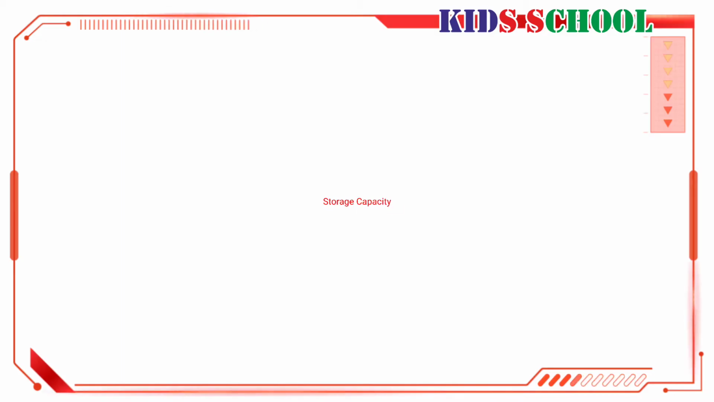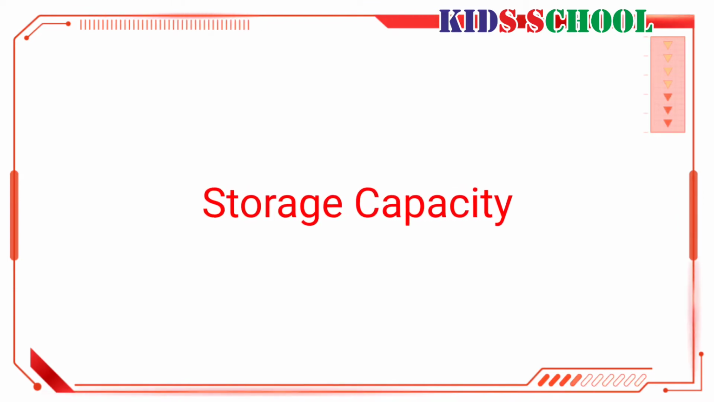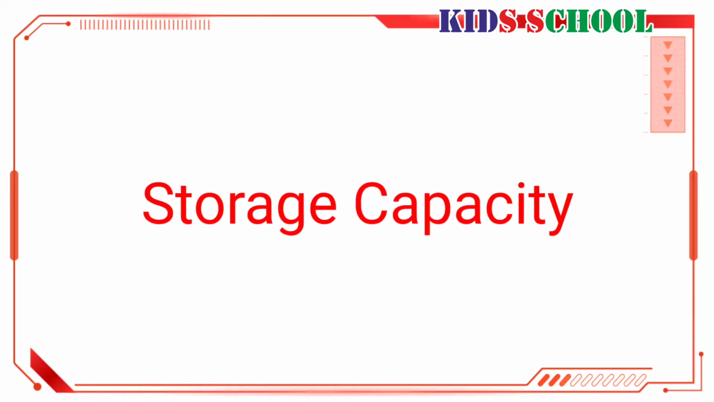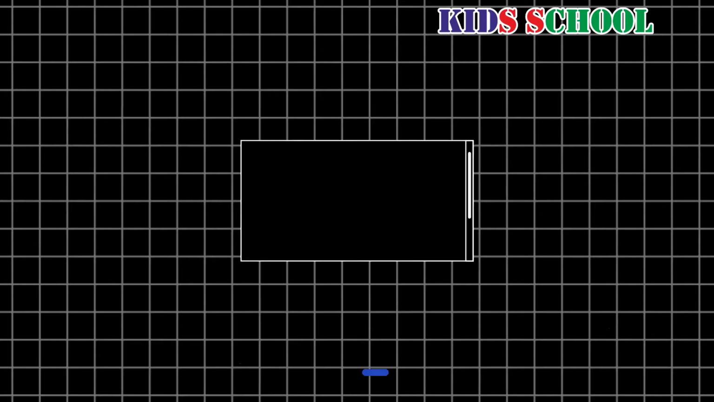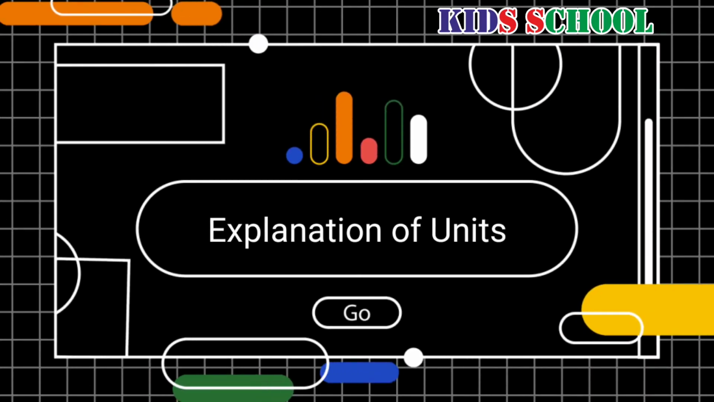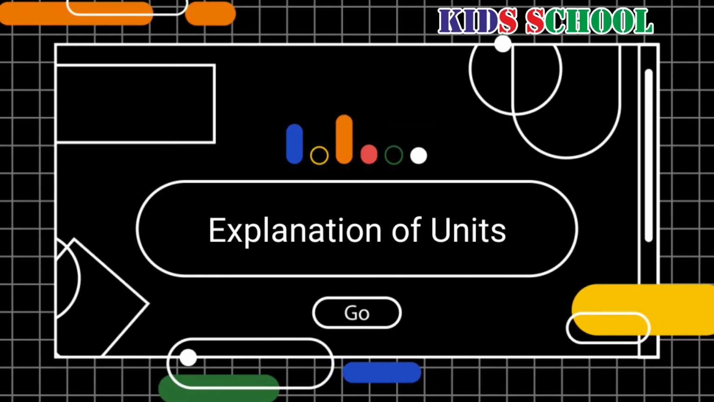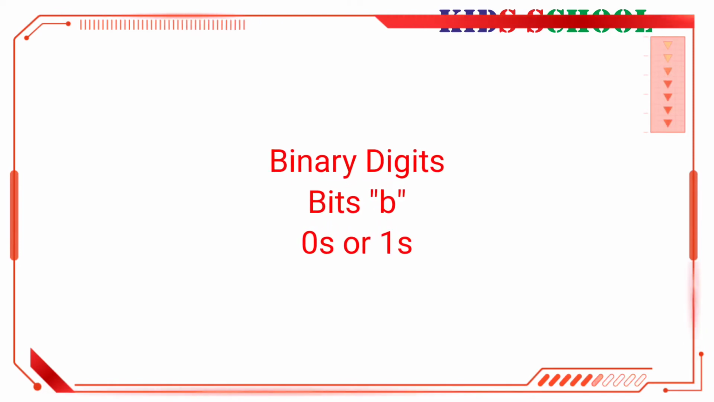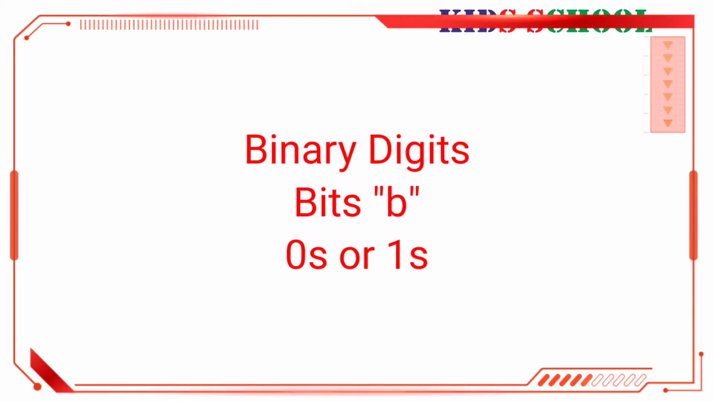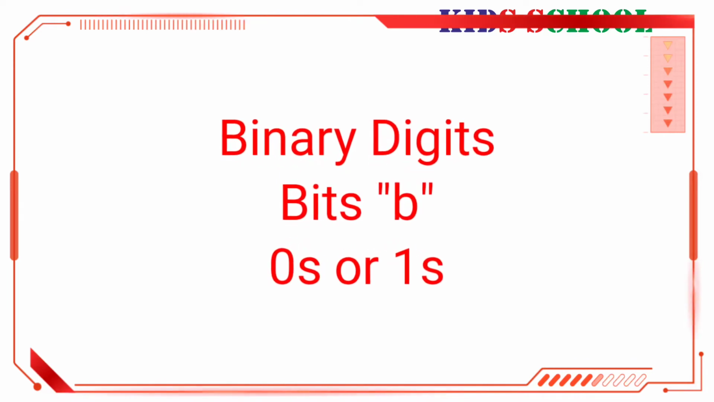Storage capacity. The term storage capacity refers to the amount of data that can be stored in a storage device. The more memory a computer has, the more information it can store. Now we will see the commonly used units to measure the size of computer memory. Binary digits, abbreviated as bits. The data entered into a computer are first converted into 0s and 1s for the computer to understand. The digits 0 and 1 are called binary digits, abbreviated as bits.